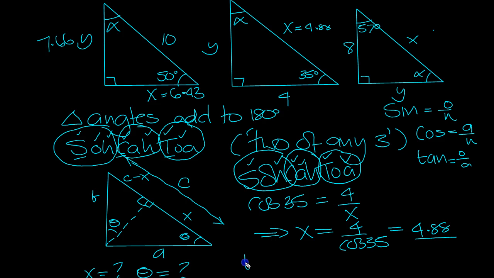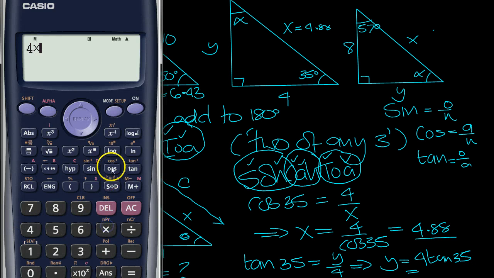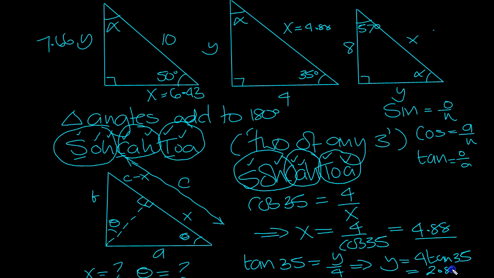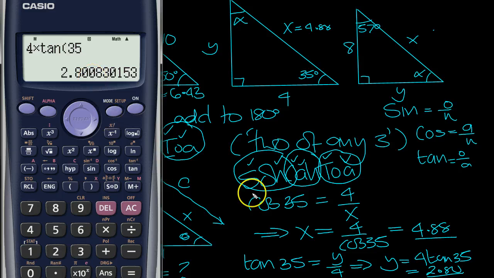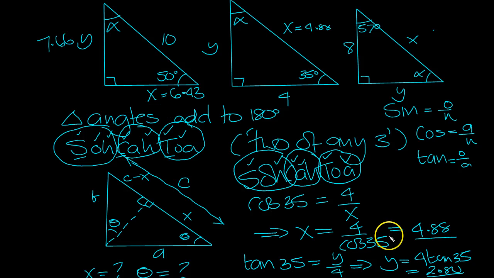But let's use the tan. So tan of 35 is equal to the opposite over the adjacent, y over 4. So opposite is y. Yeah, that's right. y equals 4 tan 35. 4 times tan 35 is 2.80 to 2dp, I think. 2.80, yeah, that's fine. So we could put that in the diagram here, 2.80.